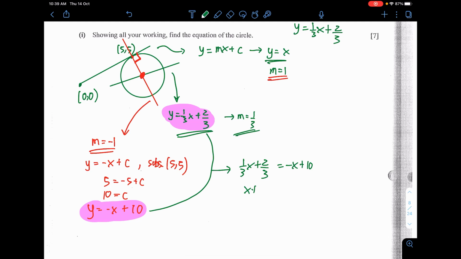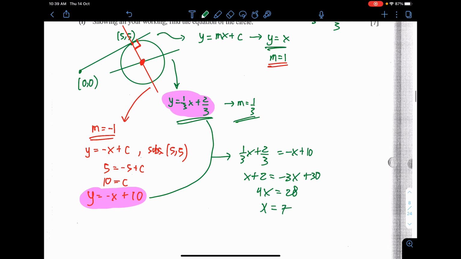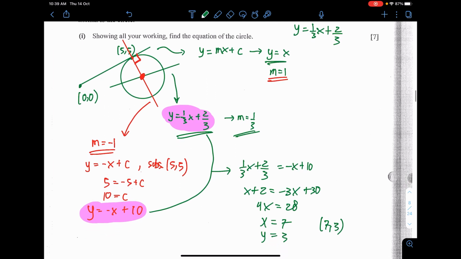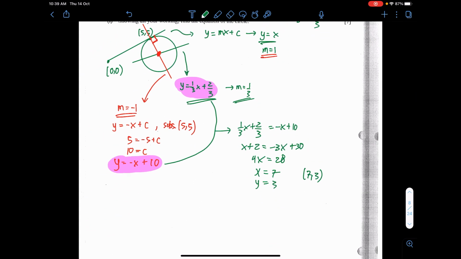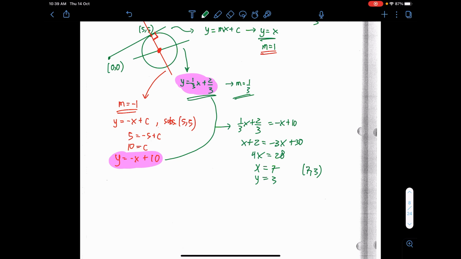Multiply by 3. So then I got x equals 7. Sub in the number, I get y as 3. So 7,3, that's the center of the circle. I think this question is quite tough because this is just one whole chunk again without telling you what to do. So that's the center.